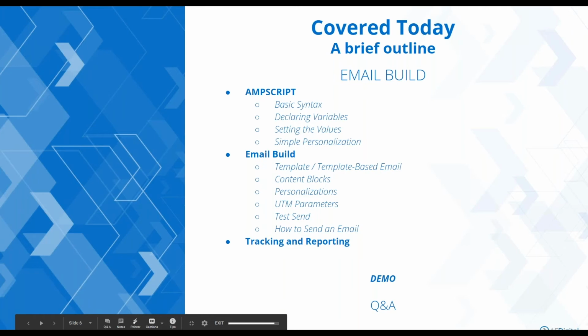And then Paul will be showing you the use of UTM parameters. These UTM parameters can help marketers track the clicks on your links. Also, we're going to do a test send. We'll show you how to do a test send based on subscriber level or based on the data extensions that you're going to be sending, so that you can view your email first before sending it out to your clients, and then how to do an email send.